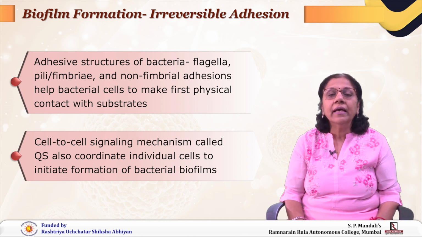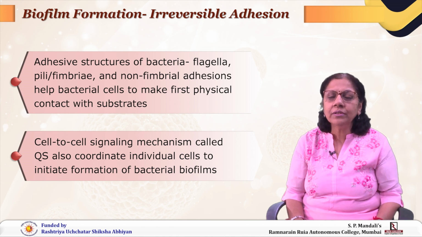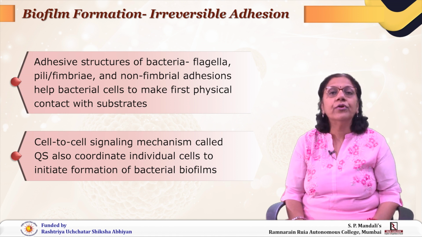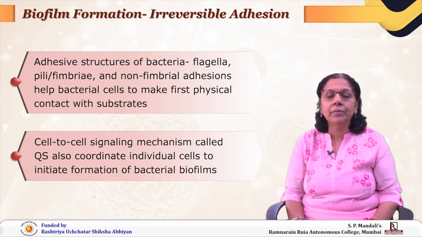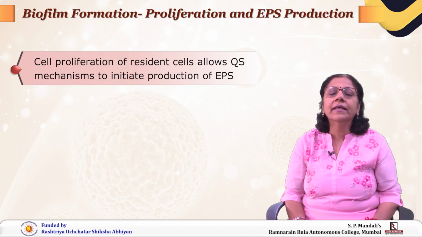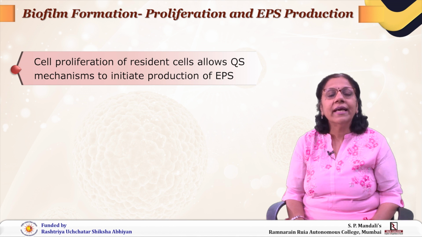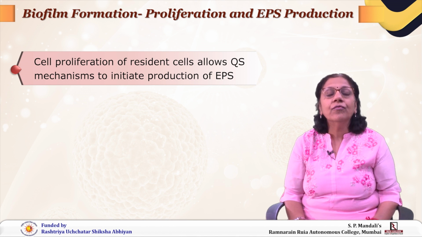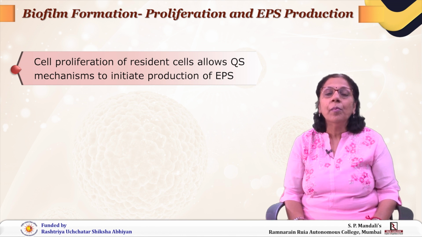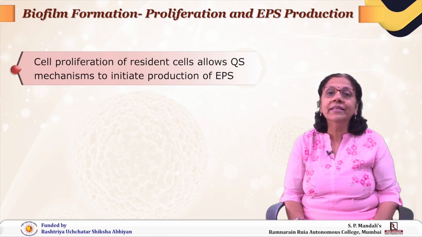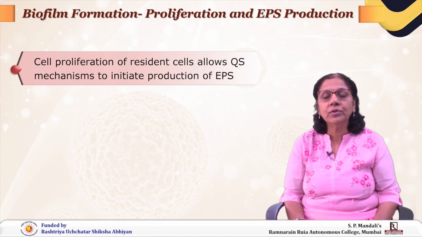Quorum sensing can lead to upregulation and downregulation of different genes in the population, thus converting the population from a planktonic population to a sessile population. Quorum sensing also leads to the expression of the genes for production of extrapolymeric substances, and thus now the population has adhered more effectively onto the surface.